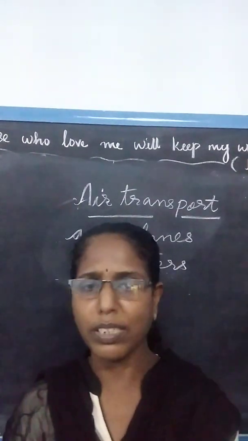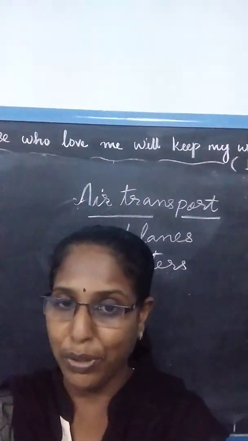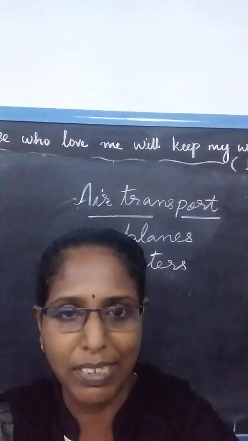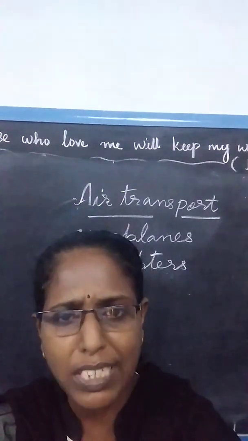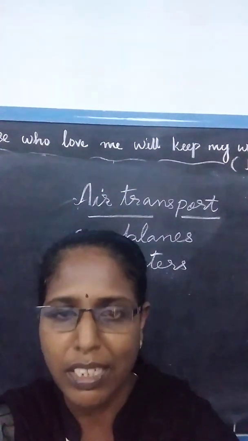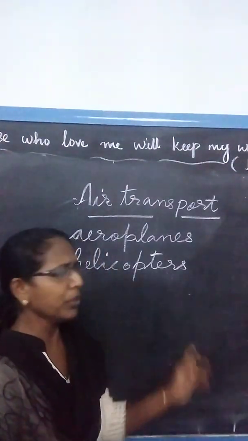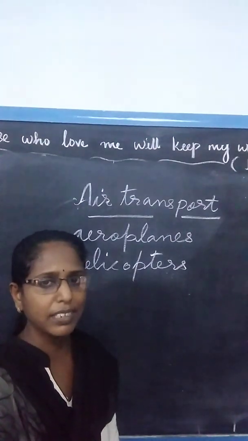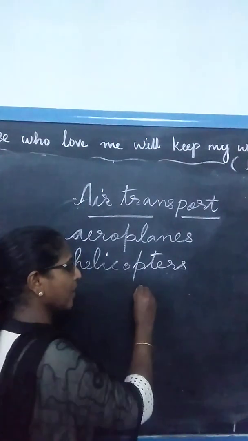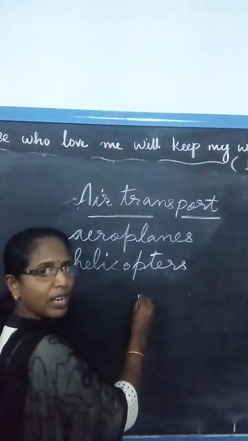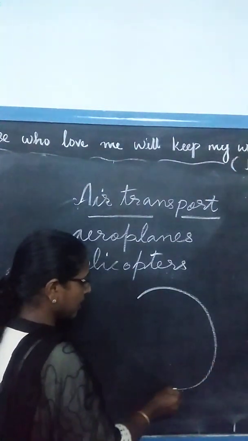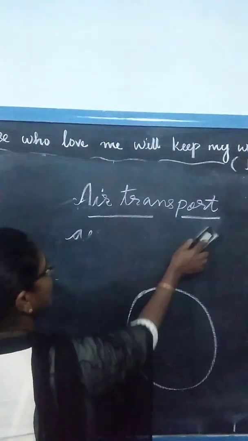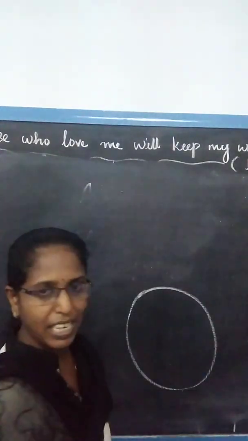Then, have you heard about astronauts? Do you wish to become astronauts in future? Astronauts means space travelers. What is space? We are living on the planet Earth. Our Earth is somewhat round in shape. And our Earth is surrounded by a layer of air.